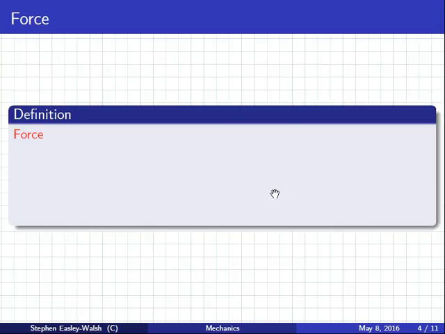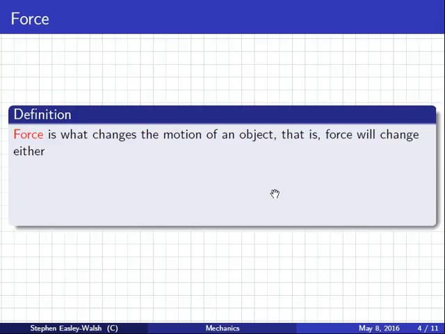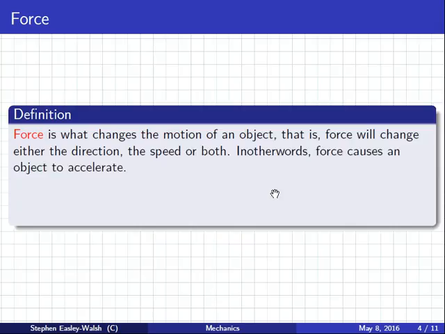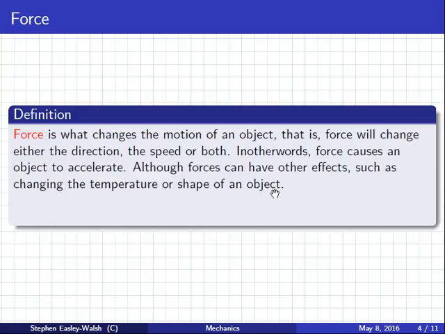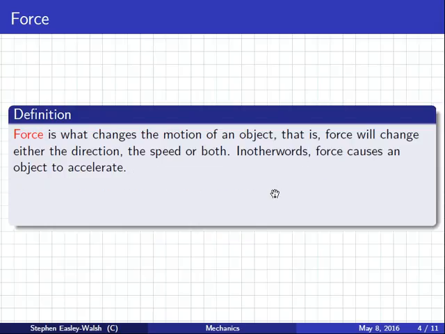So force is what changes the motion of an object. That is, force will either change the direction, the speed, or sometimes both. In other words, force causes an object to accelerate. So this is the key part of the definition that you would need for the exam.